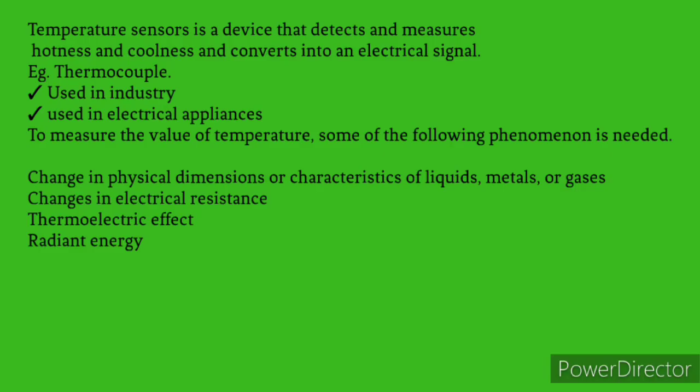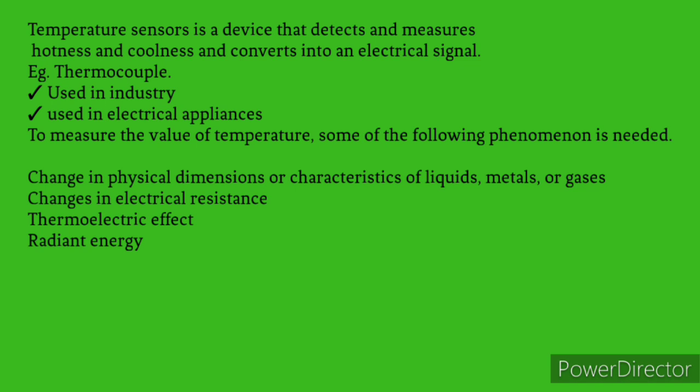Now let us discuss what is meant by temperature sensors. A temperature sensor is a device that detects and measures hotness and coldness and converts it into an electrical signal. That means these temperature sensors can measure the hotness and coldness of a body, and this measured quantity can be converted into an electrical signal. An example is the thermocouple. Through a thermocouple we can measure temperature. Later on, I'm going to explain the thermocouple in the next slide.